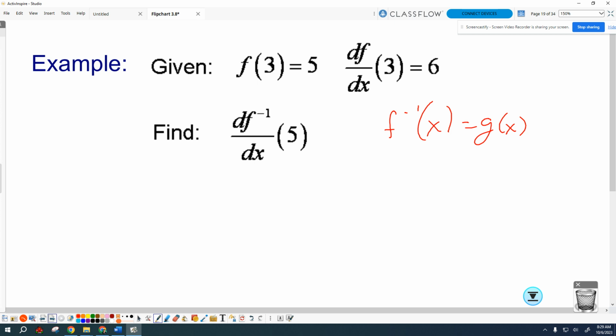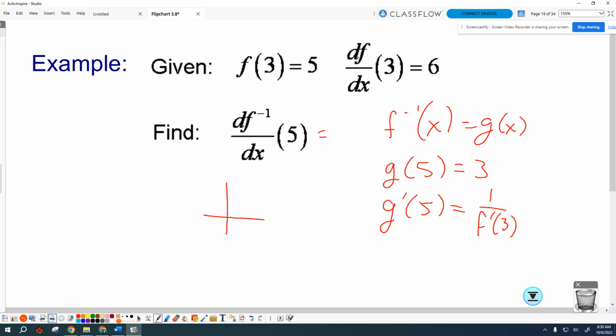I'm going to say f inverse is g. So what is the one coordinate I know on g? Because they're inverses, 3. Coordinate 5,3. G of 5 is 3. Okay. So g prime of 5 is 1 over f prime of 3. Yes? So, yes, no? No, okay. Why?